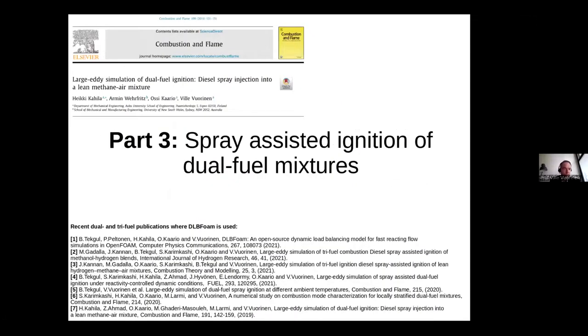Then let's discuss a little bit more about spray-assisted ignition of dual fuel mixtures. There are quite many recent papers that we have published on dual and tri-fuel combustion where DLB foam is used. So we are using it now as a sole tool for our research. We've used it to simulate RCCI combustion under dynamic pressure.